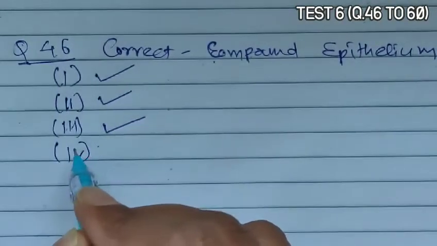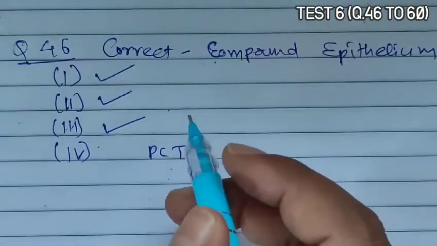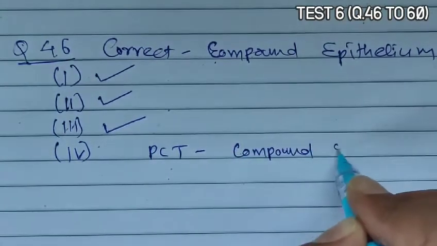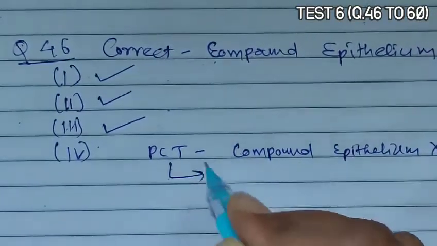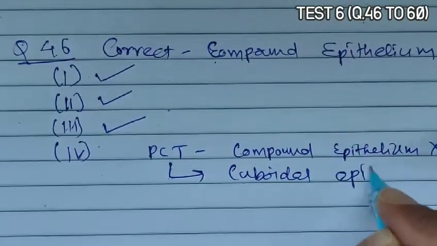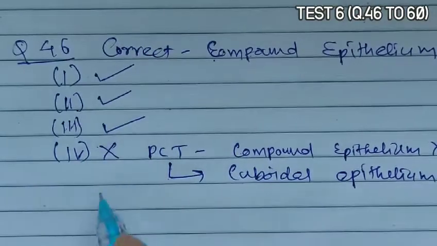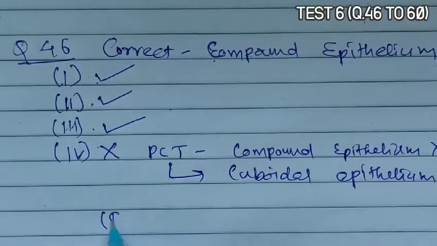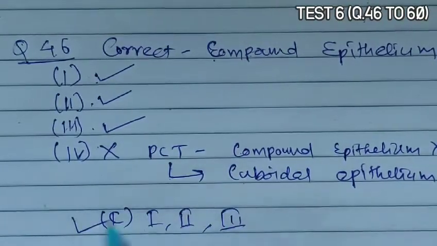And the fourth statement says it is present in PCT. In PCT, compound epithelium is not found, but in PCT there is cuboidal epithelium. So this is an incorrect statement. So according to this, the 1st, 2nd and 3rd statements are correct. So option C is the correct answer.